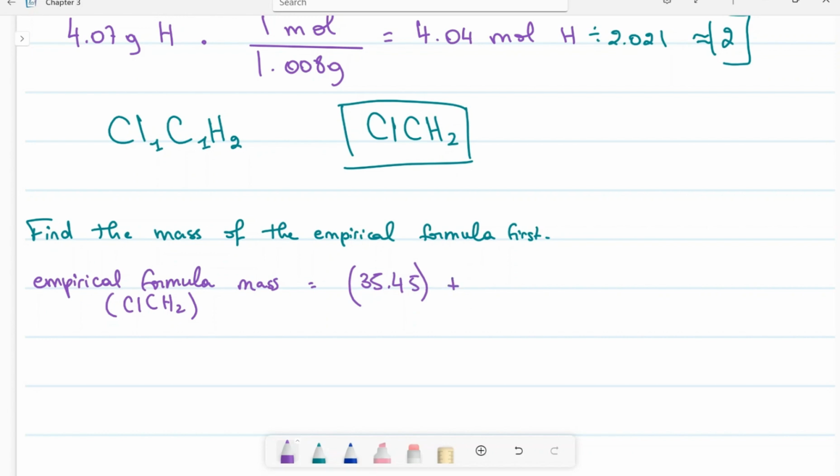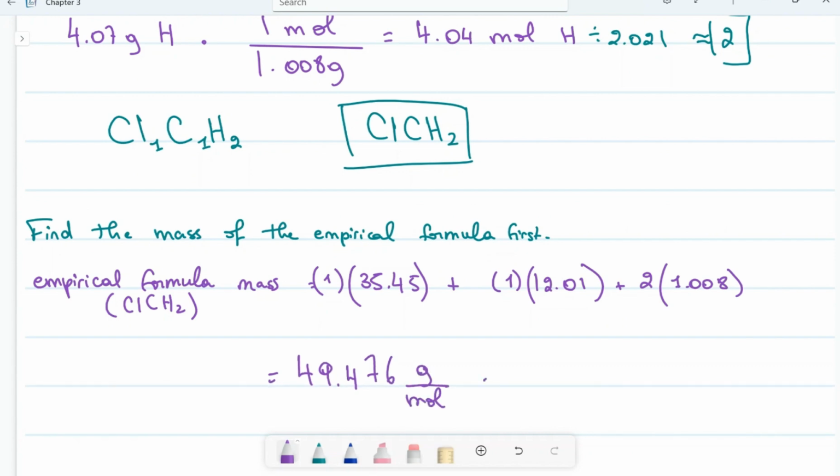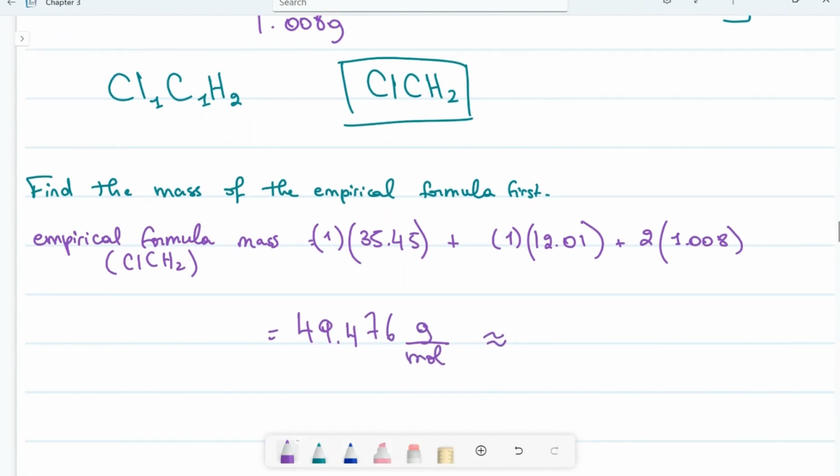Plus, we have only one C, so it's 12.01 for carbon. Again, look at the periodic table to find these numbers. We have two hydrogens, so 2 times 1.008. And this would give us 49.476 grams per mole. If we were to round, this would give 49.48 grams per mole.